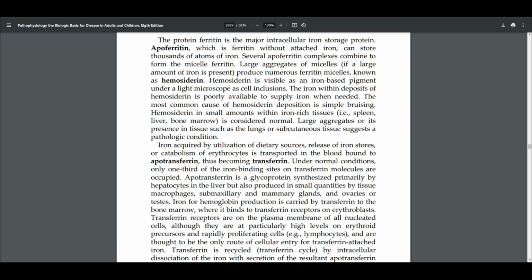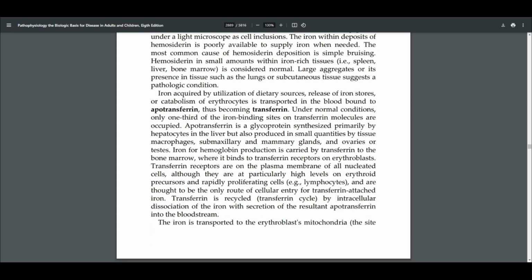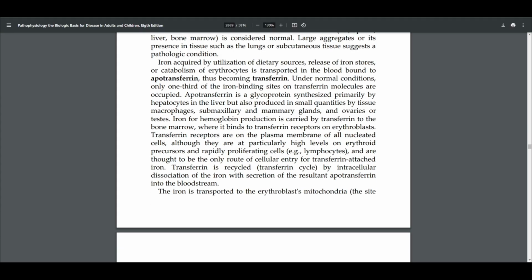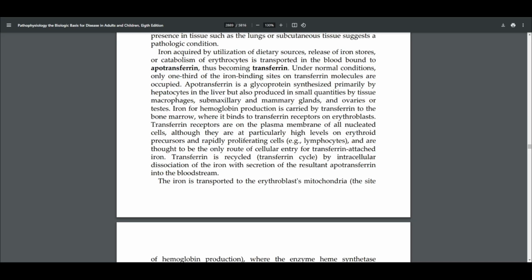Iron, acquired by utilization of dietary sources, release of iron stores, or catabolism of erythrocytes, is transported in the blood bound to apotransferrin, thus becoming transferrin. Under normal conditions, only 1/3 of the iron binding sites on transferrin molecules are occupied.